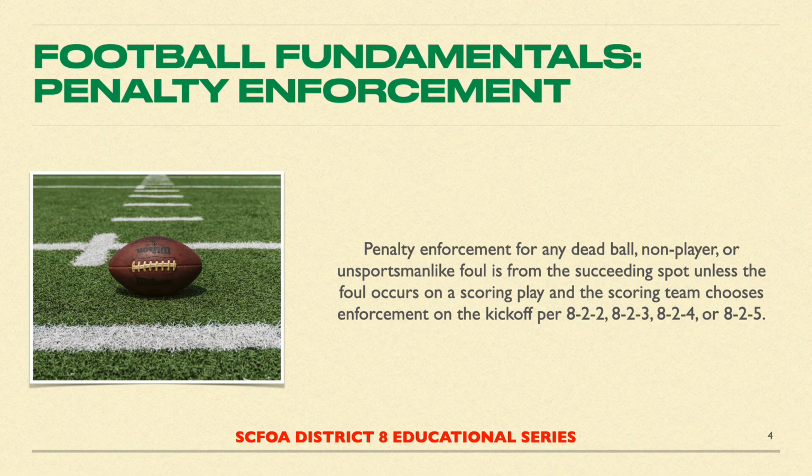There are, of course, exceptions, and these exceptions involve dead ball fouls that occur during downs in which a touchdown is scored. If either team commits a dead ball foul during a down in which a touchdown is scored, the offended team has the option of enforcing the penalty on the try or the subsequent kickoff. The penalty does not have to be enforced from the succeeding spot.